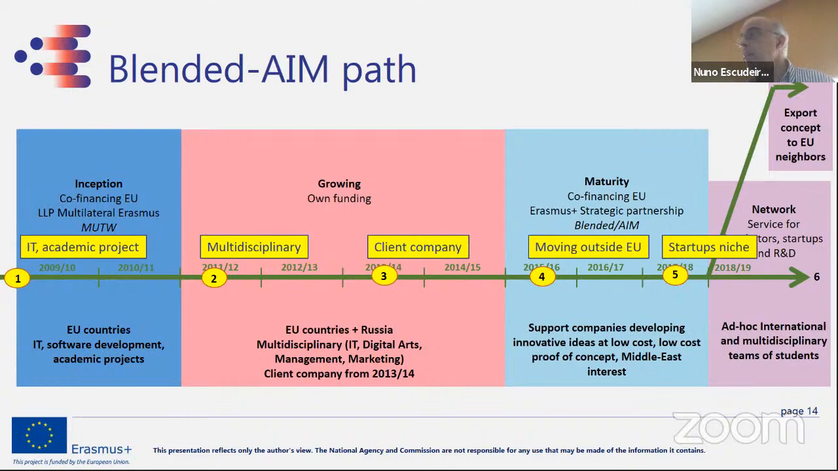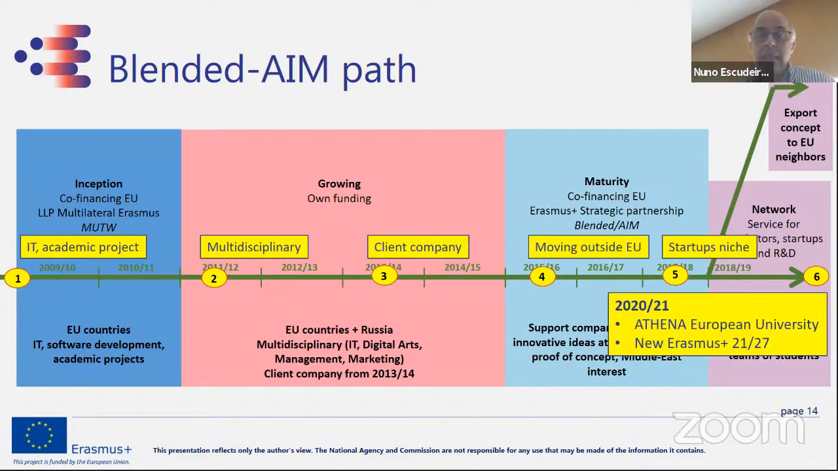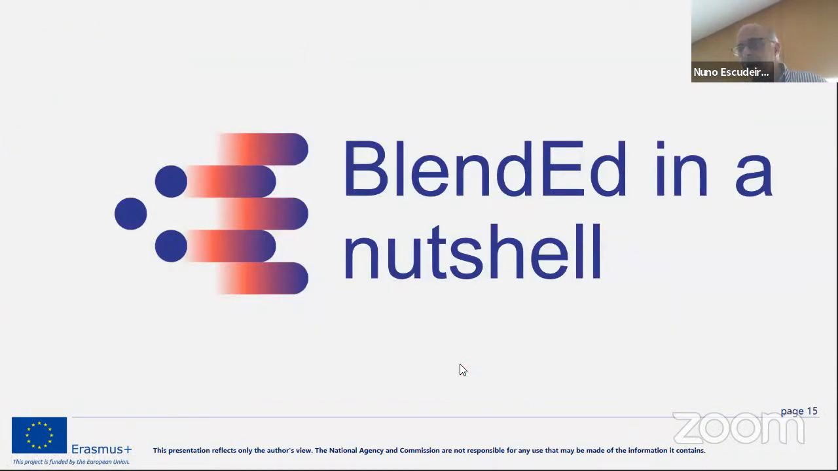And now we have another hallmark, which is the Athena European University, and also very important, the new Erasmus Plus program, where we have much more opportunities for blended mobility than we had in the past. So along this path, all these milestones, all these hallmarks have appeared in a natural way. We are moving and things were happening, and we are understanding how we could improve it. And it's interesting to know that more or less every other year, we have a very important step forward to reach the moment where we are now.